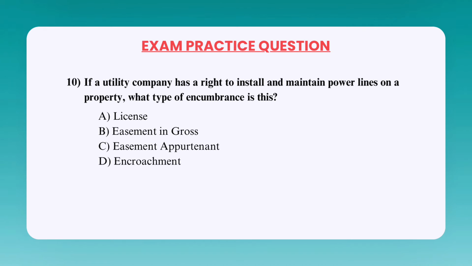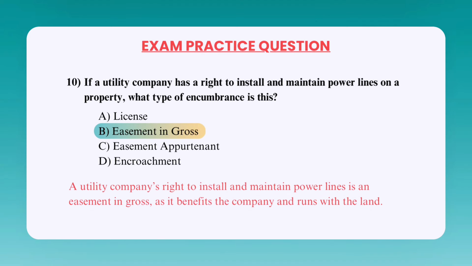And the correct answer is B. A utility company's right to install and maintain power lines is an easement in gross, as it benefits the company and runs with the land.